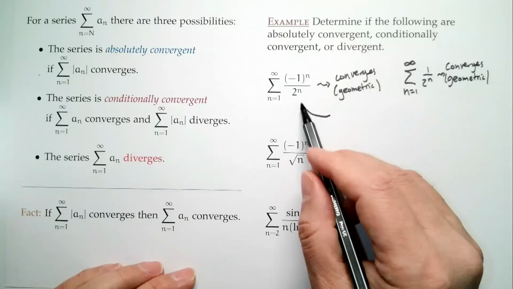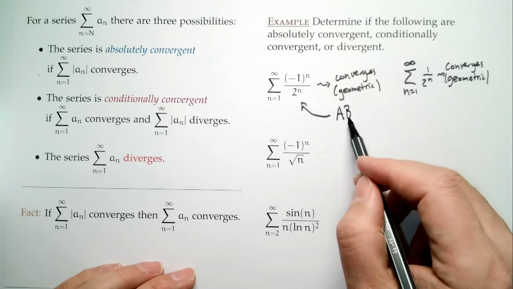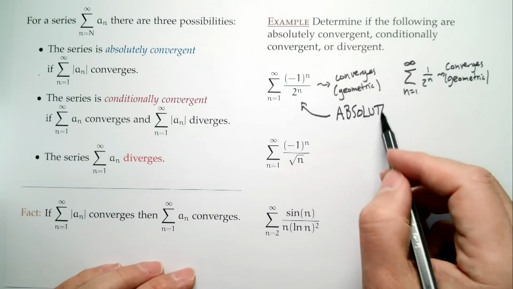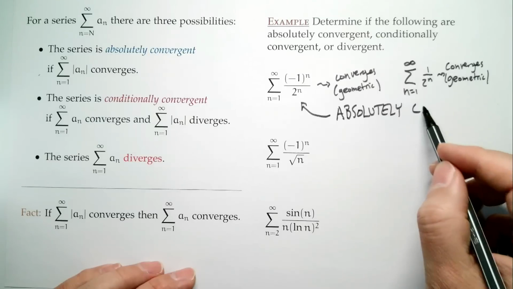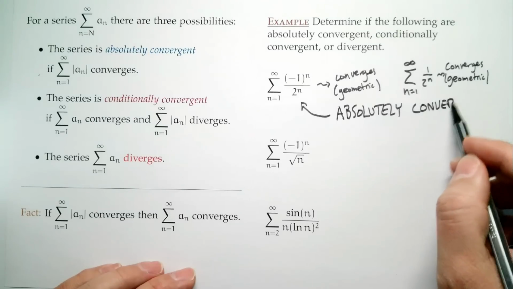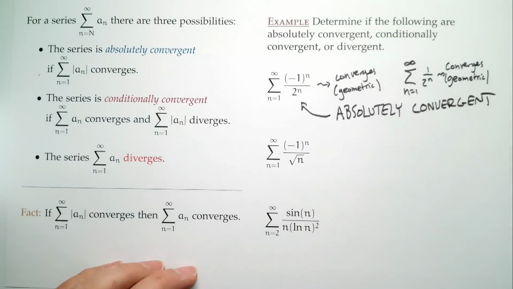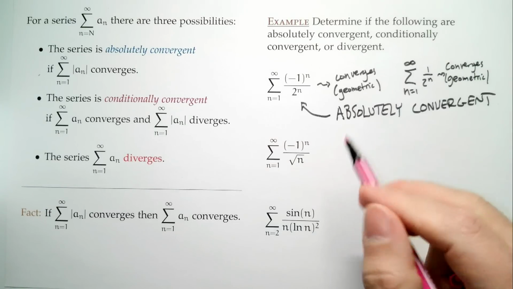So this one here is absolutely convergent. No questions asked. Okay, good. Well, now let's go try the next one. Sum of negative 1 to the n over square root of n. All right, does this converge?